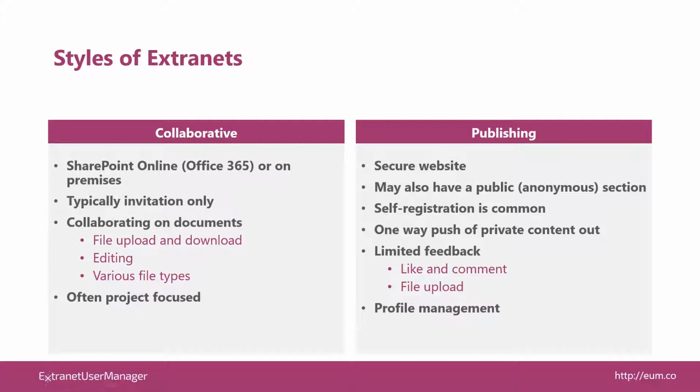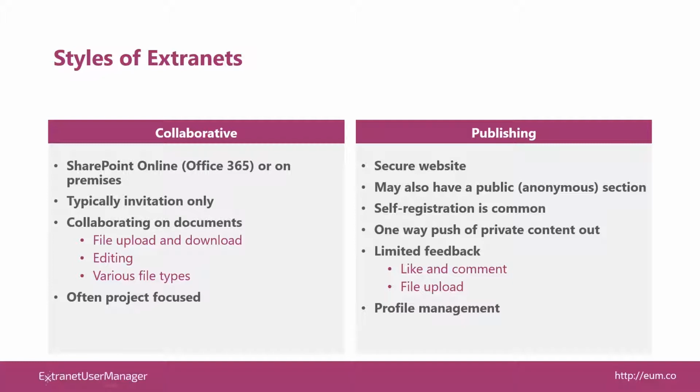One is what we call collaborative versus publishing. Collaborative is typically where you need to work with people on documents. Imagine a project site where you've got some external parties working on that project with you. They need to be able to co-author documents, upload, download, and edit things. Typically that's invitation only, although there are scenarios where there may be self-registration as part of that. That one really needs to stay in Office 365. In that scenario, we're not going to be focusing on it from an extranet publisher point of view.